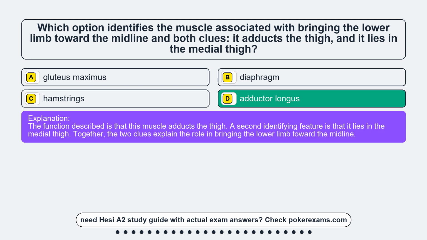The function described is that this muscle adducts the thigh. A second identifying feature is that it lies in the medial thigh. Together, the two clues explain the role in bringing the lower limb toward the midline.